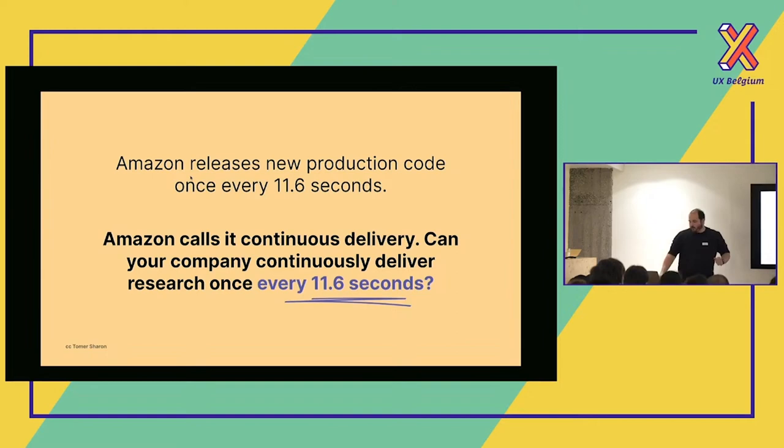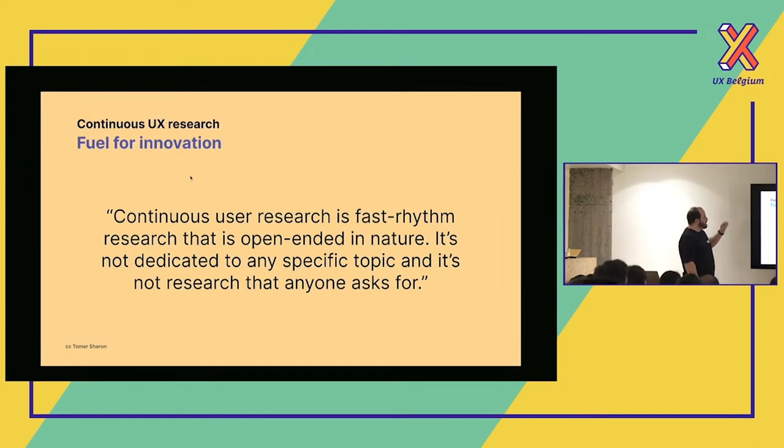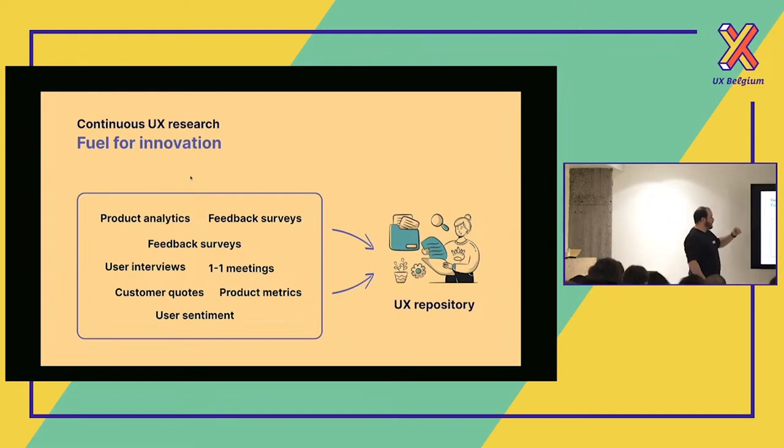But what is continuous user research? It's fast research that is open-ended in nature. It means that you don't have any specific topic you're searching on, but the idea is that you can fuel something with continuous research. For example, you can use product analytics, feedback surveys, and many other methods, but the idea is always to have something that fuels the repository and make sure that you can combine multiple methodologies to confirm or qualify an insight even better, I would say.